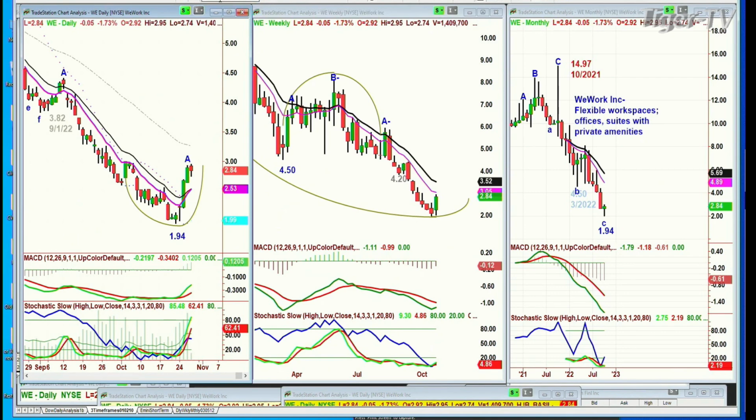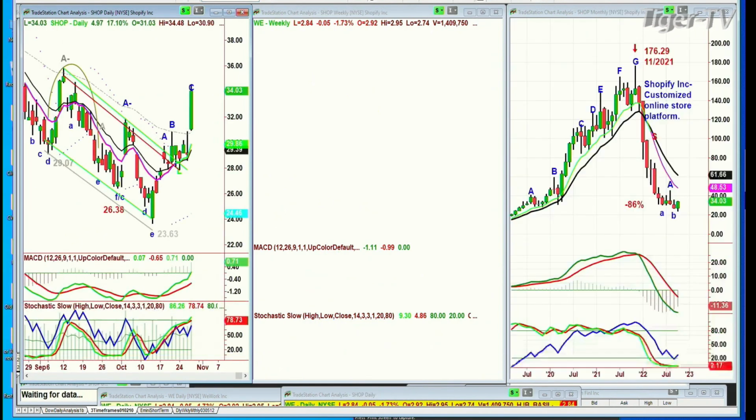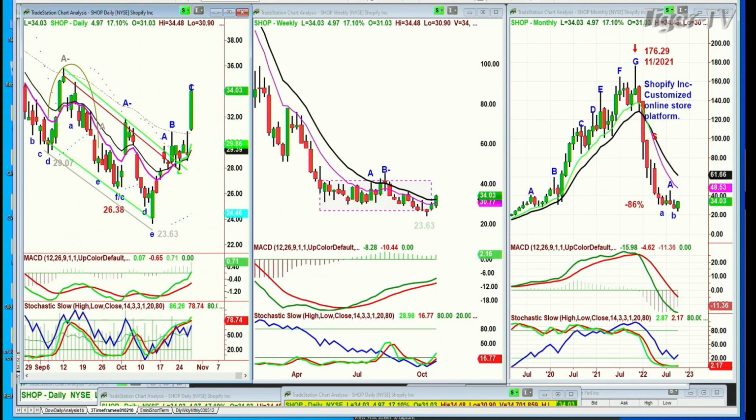I'm telling you that there's a rotation, and the rotation is saying all those stocks that were just horrible might find some rotation on the upside. Yeah, you got it. WeWork, I mean, this flexible workspaces just got creamed from the 15 area down to $1.94. Shopify went from, this is the post-split, 176 in November down to the low recently of 23. It said 34. It wanted almost a 30% gain. And I missed it. And we've been talking about it for so long.